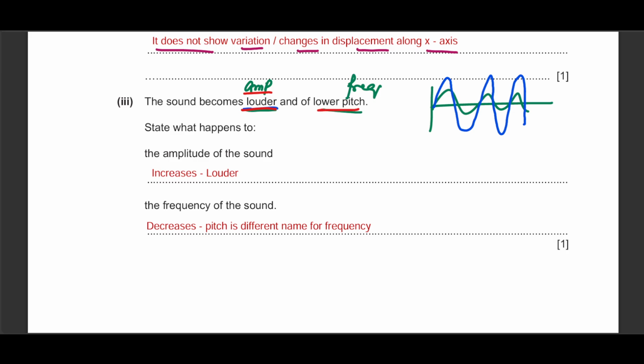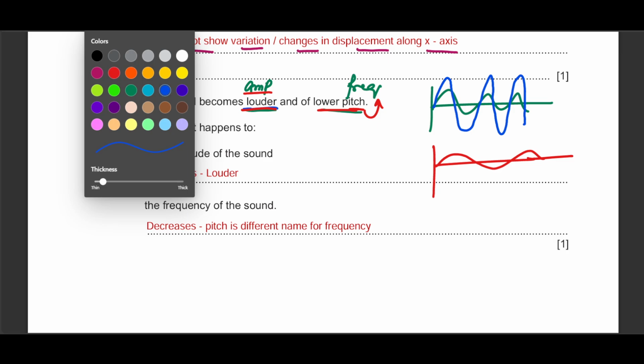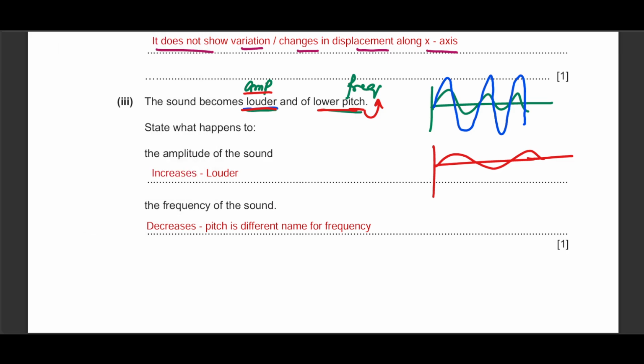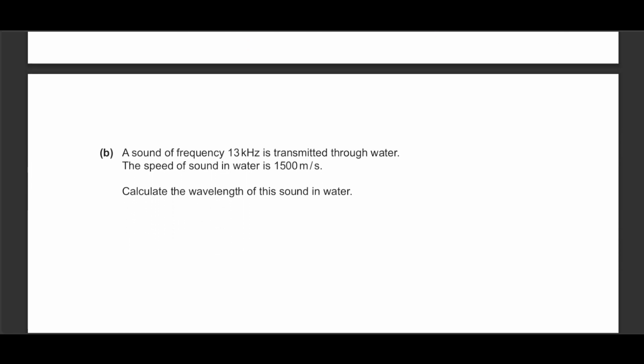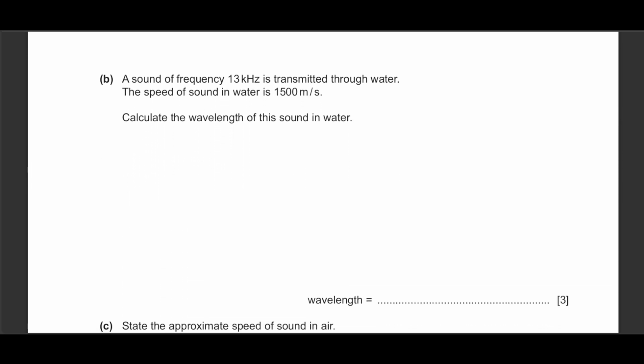And in terms of lower pitch, pitch is an alternative word for frequency. So if the pitch is decreasing, that means the frequency is decreasing, which means that it will be expanding in terms of, let's say, time. So amplitude increases because it's louder. Frequency decreases because pitch is just a different name for frequency. So if it's a lower pitch, then the frequency has decreased.